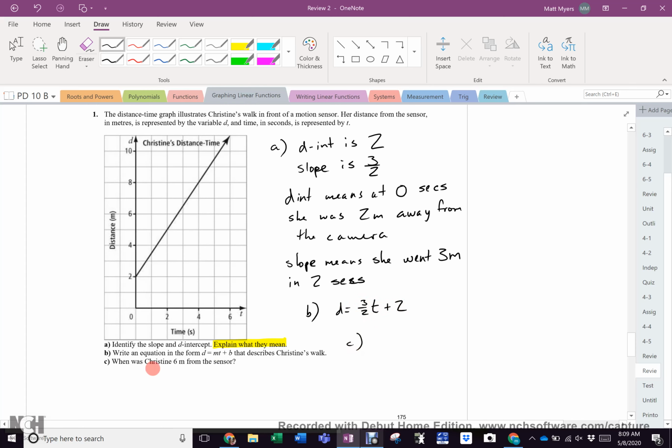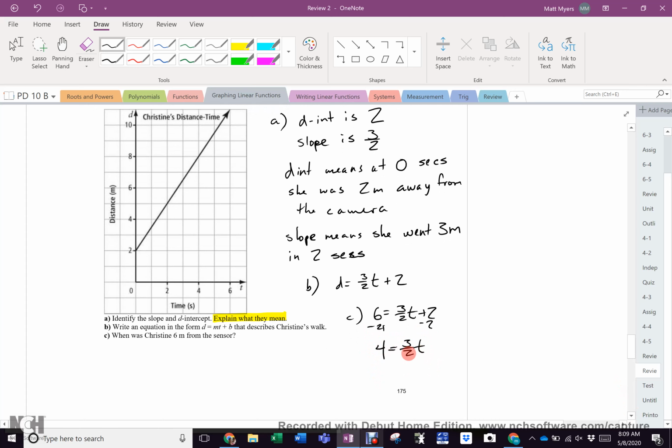And C, when was she 6 meters away? Well, there's your formula right there. 6 meters is a distance. Isn't that d? 6 equals 3/2t plus 2. And then you solve it. Minus 2, minus 2. 4 equals 3/2t. Multiply both sides by 2 to get rid of the 2. 8 equals 3t. t equals 8/3.